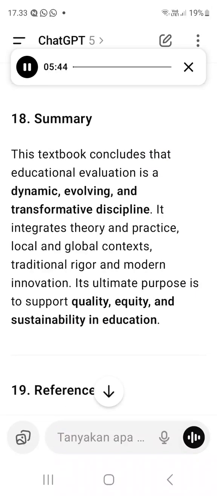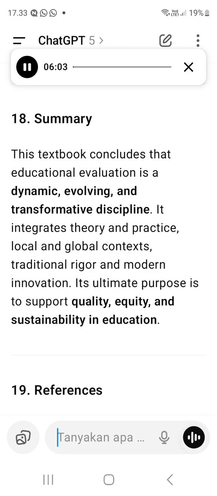Summary. This textbook concludes that educational evaluation is a dynamic, evolving, and transformative discipline. It integrates theory and practice, local and global contexts, traditional rigor, and modern innovation. Its ultimate purpose is to support quality, equity, and sustainability in education.